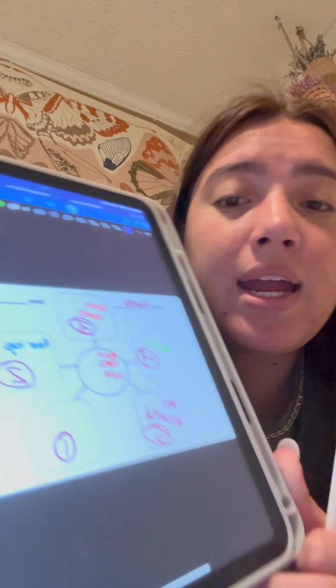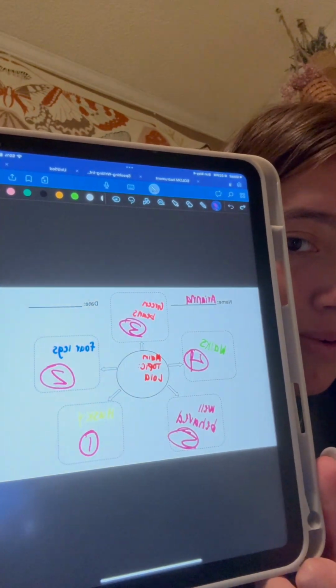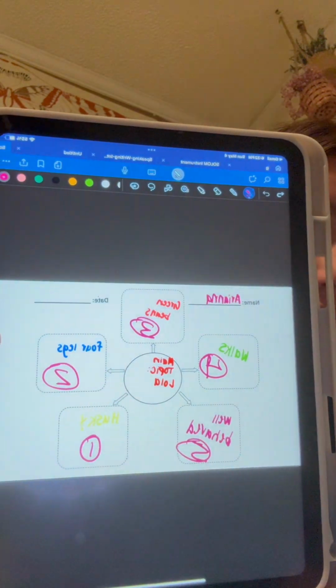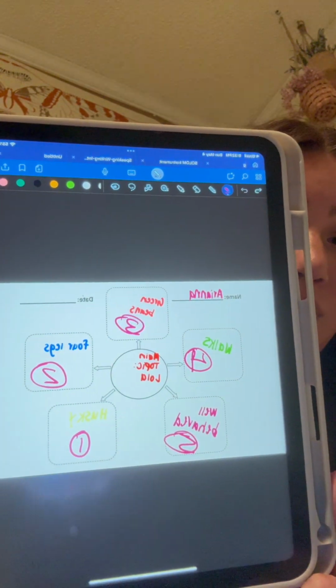So on mine, I labeled them 1, 2, 3, 4, 5. Number 1 is going to be the first thing I'm going to write about. Number 2 will be the second sentence. Number 3 will be the third sentence. 4 and 5 will be the fourth and the fifth sentence.